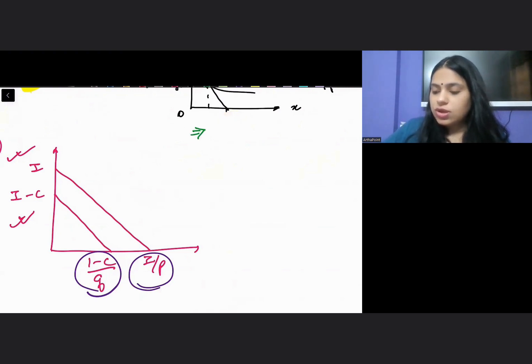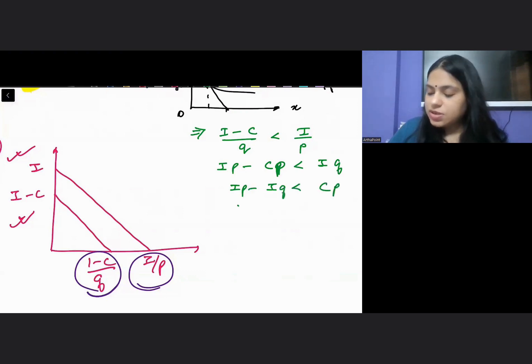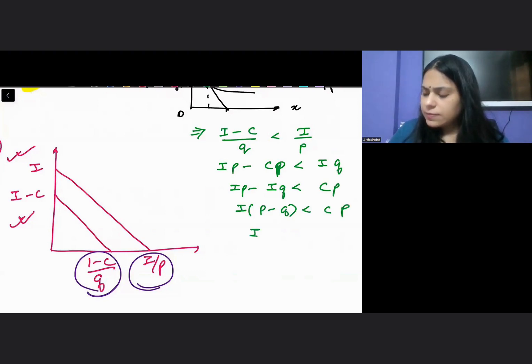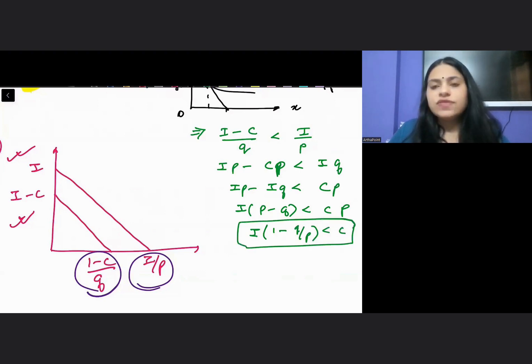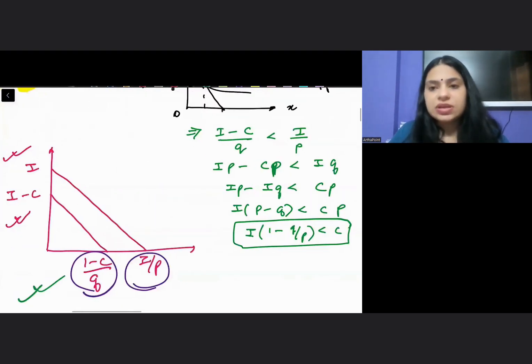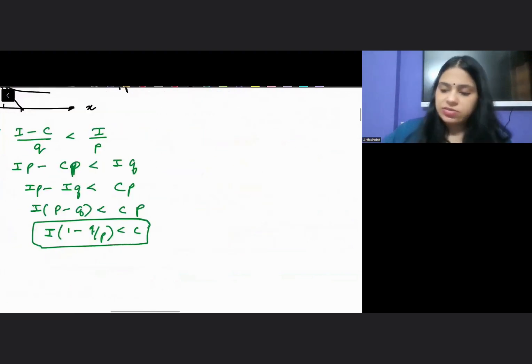This will hold true if I have I minus C by Q lower than I by P, and this will hold true when IP minus CP will be lower than IQ. So IP minus IQ will be lower than CP. So I times (P minus Q) will be lower than CP. And this will happen when I just divide it: I times (P minus Q) by P will be lower than C. So if this condition holds true, then it will be like this. You need to take cases, right?